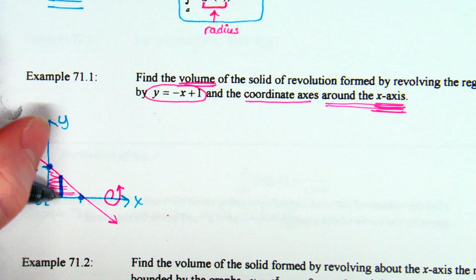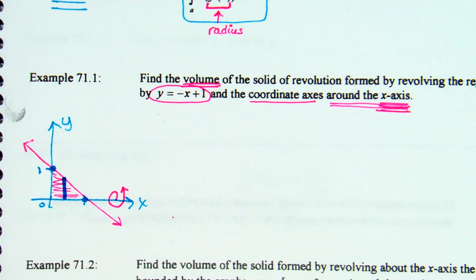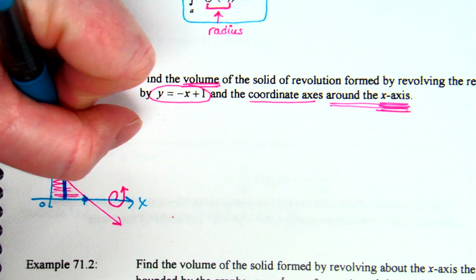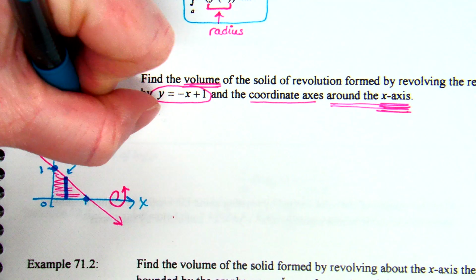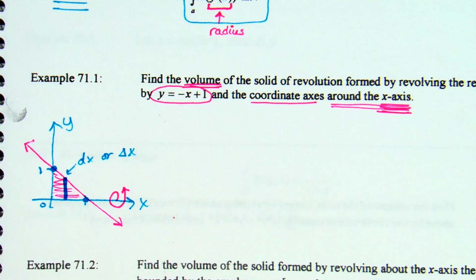okay, and since I'm rotating around the x-axis, my slice is perpendicular to the x-axis. And this represents dx or delta x, as in, you guys remember delta x being the change in x? And so that little slice represents the change in x.